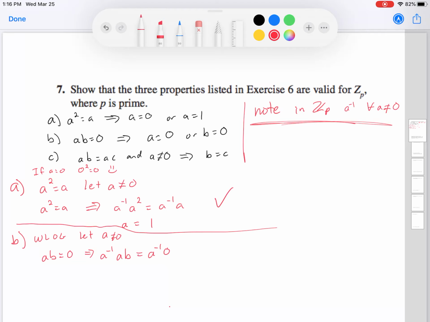So a is not equal to 0, has a multiplicative inverse, and so let's left multiply on both sides by it, and we would have b equals 0, right? So if a is not equal to 0, then b is equal to 0. We could play the same game going the other way, saying, well, assume b is not equal to 0. We could then multiply on both sides by b inverse, and we'd get that a had to be equal to 0. So one or the other of them has to be equal to 0.